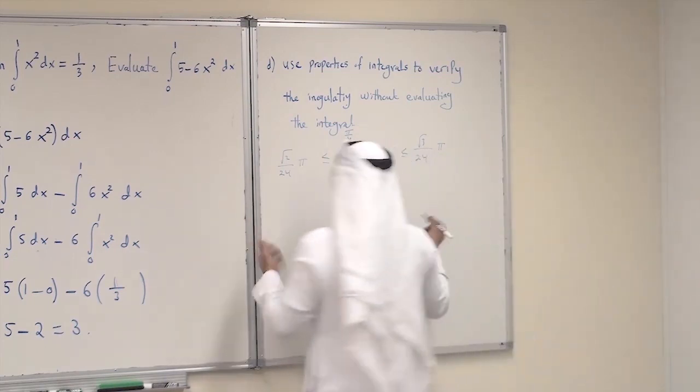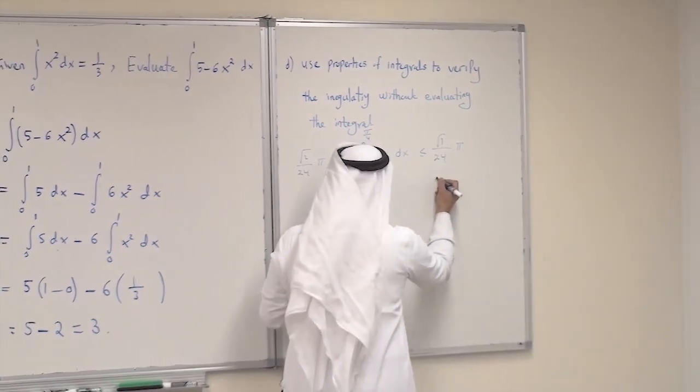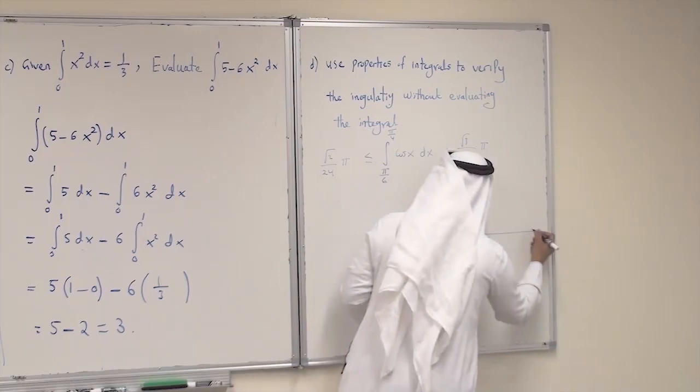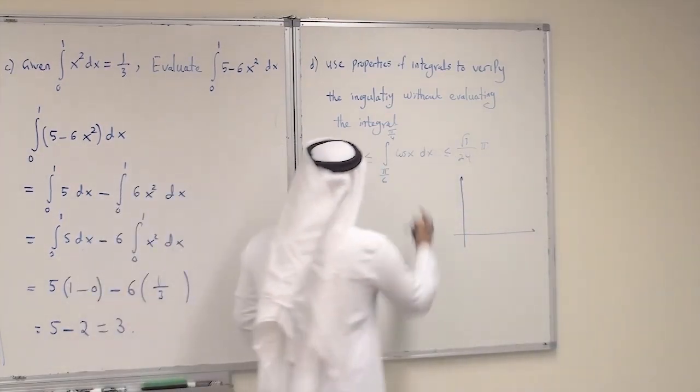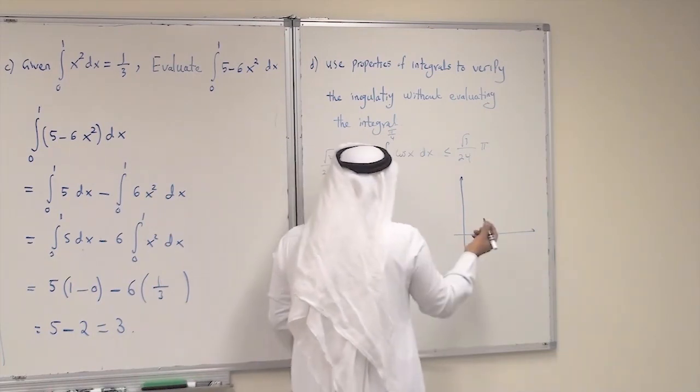So, what is the maximum, what is the minimum? Looking for the cosine function. Of course, you can use derivatives to find the answer. You can use geometry to find the answer. Okay, I have from pi/6 to pi/4. You know the cosine function.